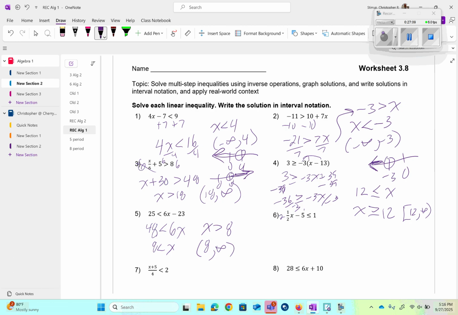Number 6, let's clear that fraction again. Let's multiply everything by 2. So I'm going to get x minus 10 is less than or equal to 2. Add 10 to both sides. So that's pointing to negative infinity. So I'm going to go from negative infinity to 12, hard bracket. Again, number line, 0, 12, solid dot at the 12, going this way.